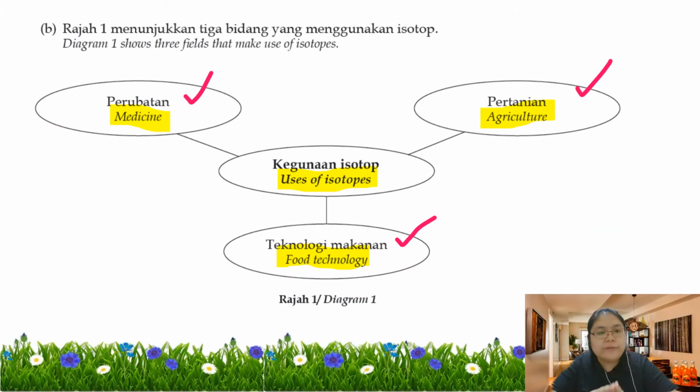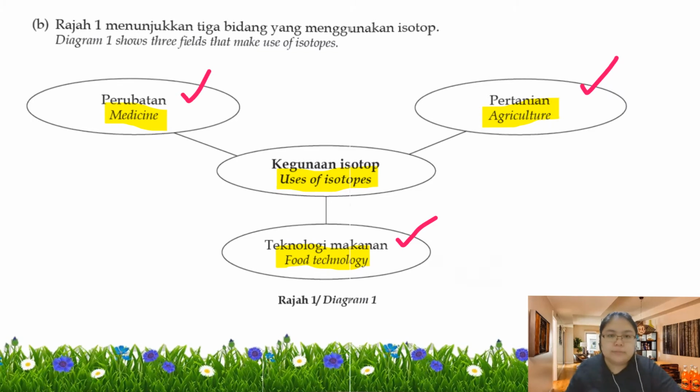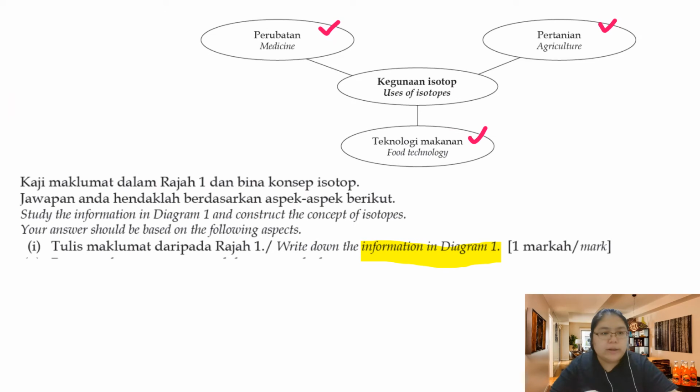Okay, after the 4 marks, the following should be 6 marks, because the total for the essay question is 10 marks. Okay, let's see this question. They give you information about isotopes, uses of isotopes. First, they separate it into medicine, agriculture, and food technology. Okay, now we see the question. The first one, they ask you to study the information. After that, your answer must be based on the following aspects.